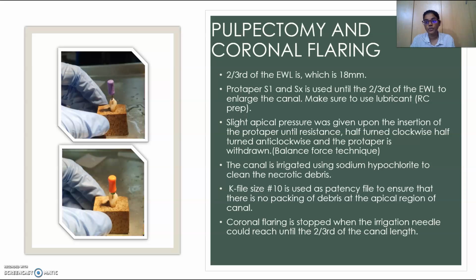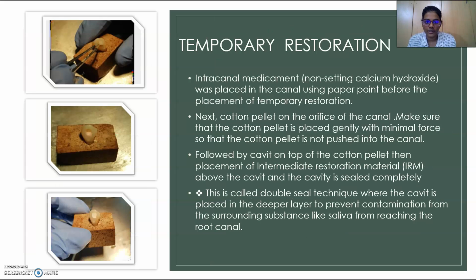It's done up to 2/3 of the estimated working length, which is 18 mm. The estimated working length is 27 mm, so 2/3 of the estimated working length is 18 mm. This is done using S1 and SX up to 2/3 of the estimated working length. Next will be temporary restoration.